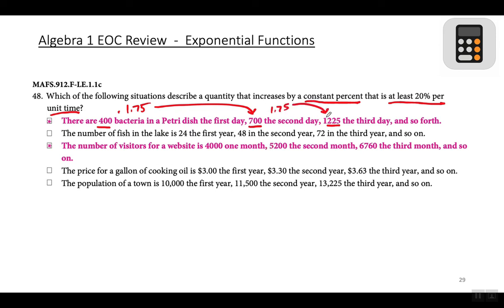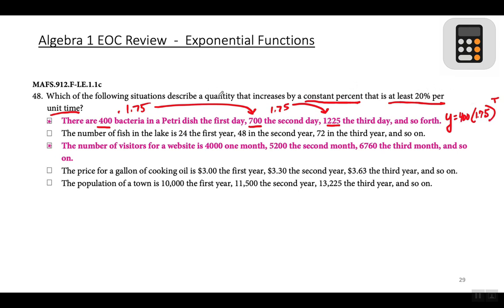Okay, that means that the equation for this one is y equals 400 times 1.75 to the t power, where t is time. Okay, so that means that it's growing by 75% every time. So it's increasing by a constant percent that is at least 20% per unit time.